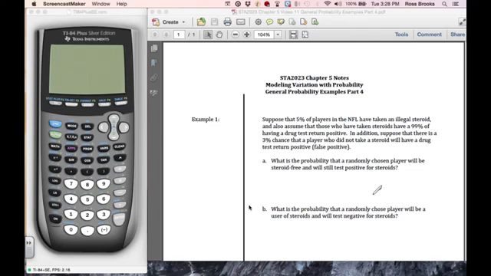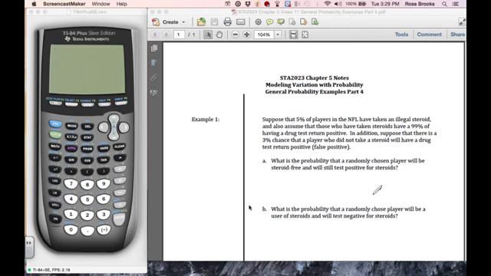In this final example for Chapter 5, we're going to look at some more general probability examples. Example 1 says, suppose that 5% of players in the NFL have taken an illegal steroid, and also assume that those who have taken steroids have a 99% chance of having a drug test return positive. In addition, suppose that there is a 3% chance that a player who did not take a steroid will have a drug test return positive, and this is known as a false positive. We have two questions to answer about this scenario.